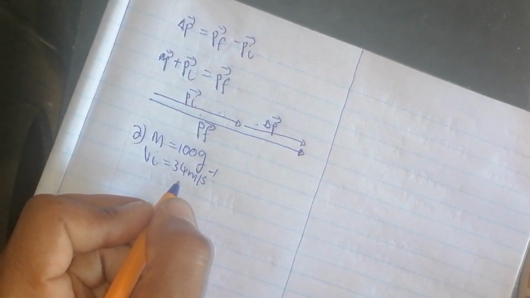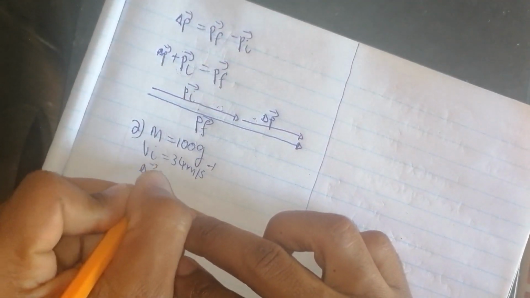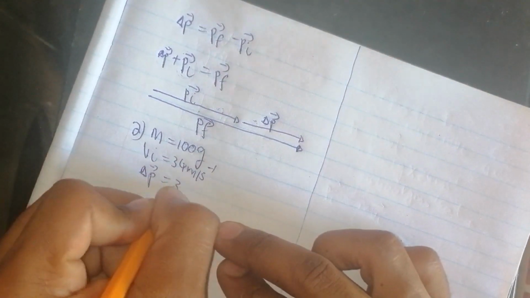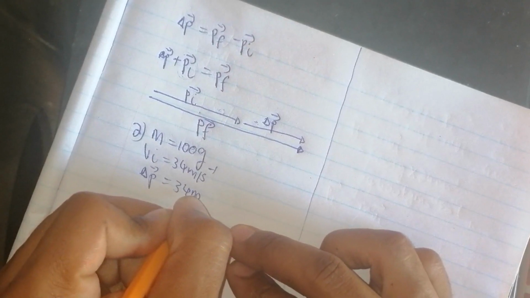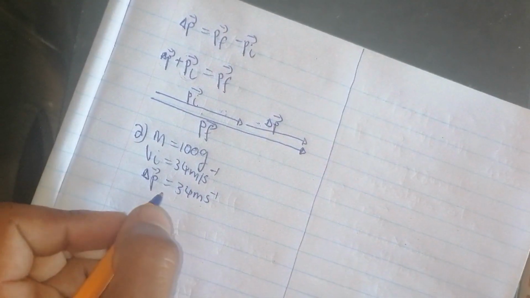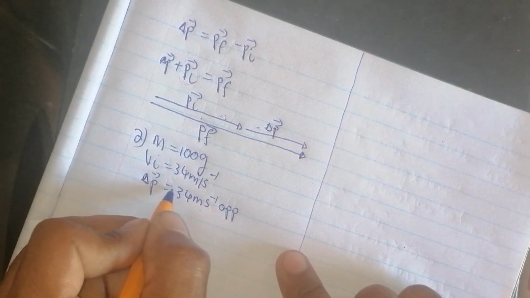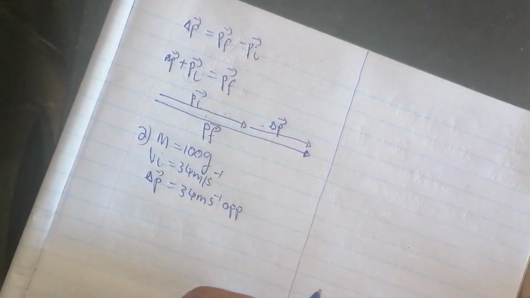The bat strikes the ball and the ball undergoes a change in momentum. So we have the change in momentum, and this is 34 meters per second in the opposite direction. So opposite, meaning the momentum is negative.